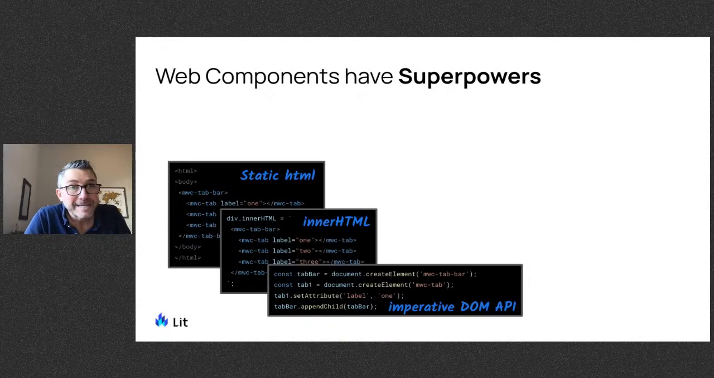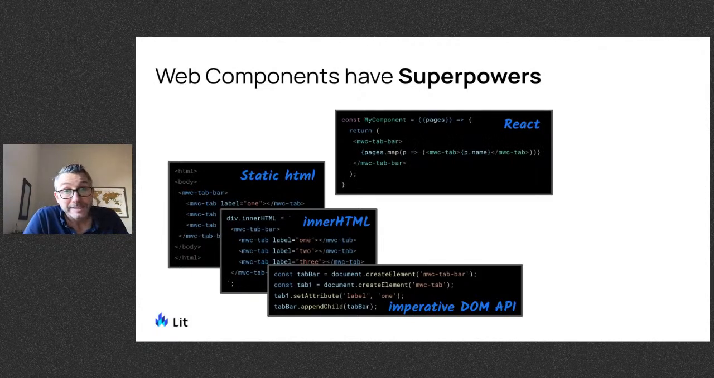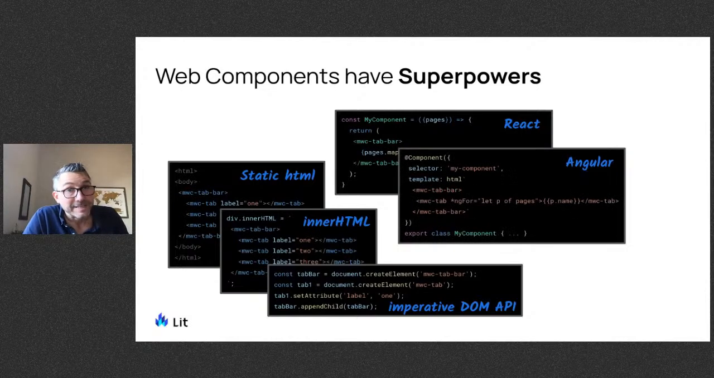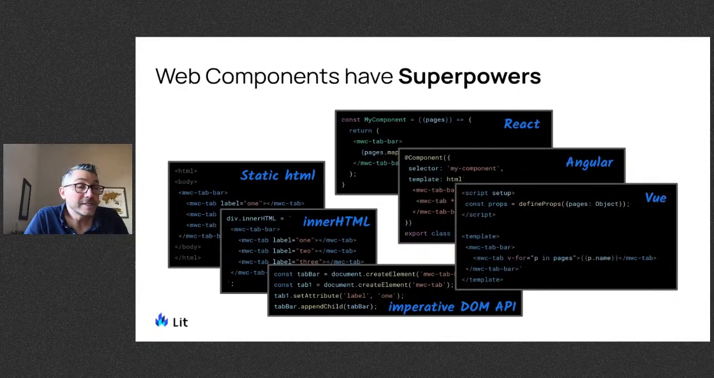And this is key because since any framework that creates DOM has to use one of these APIs, that means that any framework can automatically create web components. And this is why you can use web components like Lit in React templates, and in Angular templates, and in Vue templates, in just about any framework out there, and they just work.